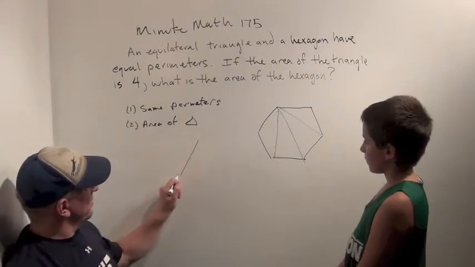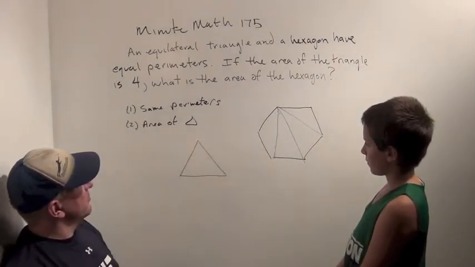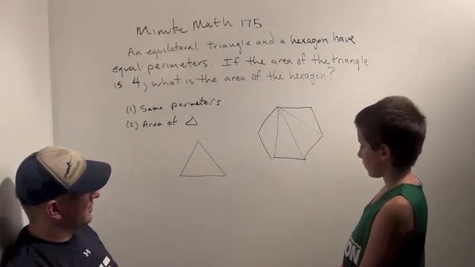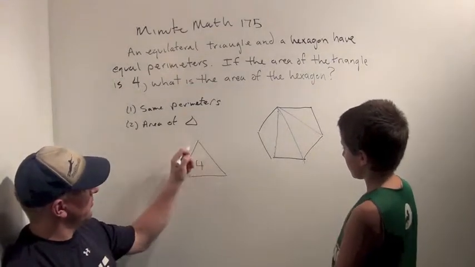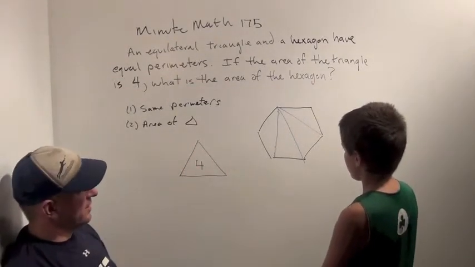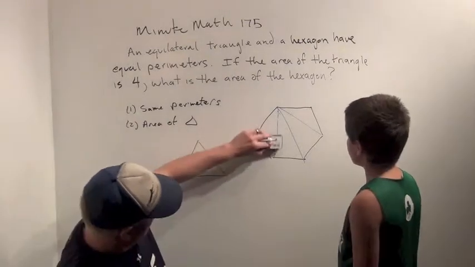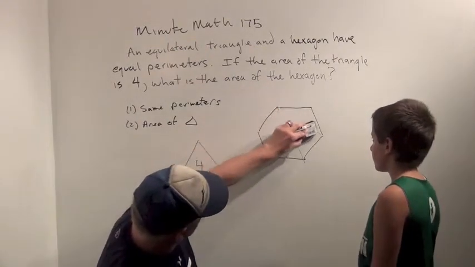And I'll give you a hint. There's also an equilateral triangle hanging out over here, whose area is 4 and whose perimeter is the same as the perimeter of that. So try again on how to split up a regular hexagon.